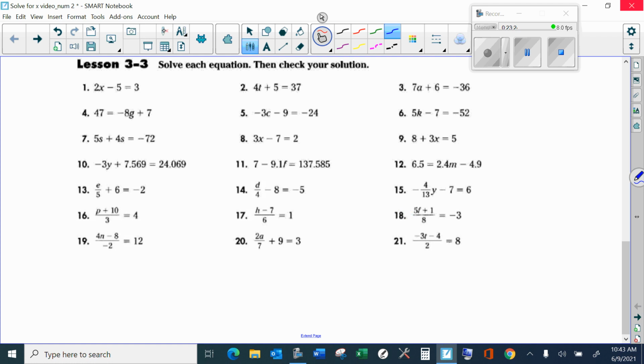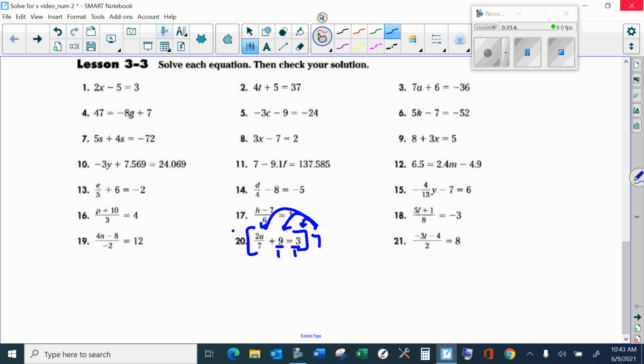Now let's say on 20, I want to get rid of the fraction. I don't want to have to deal with those fractions. Remember that's over 1 and that's over 1. So the least common multiple is 7. Multiply each term by 7. Draw your arrows so you don't forget to do it for every term. You might want to draw one arrow at a time.